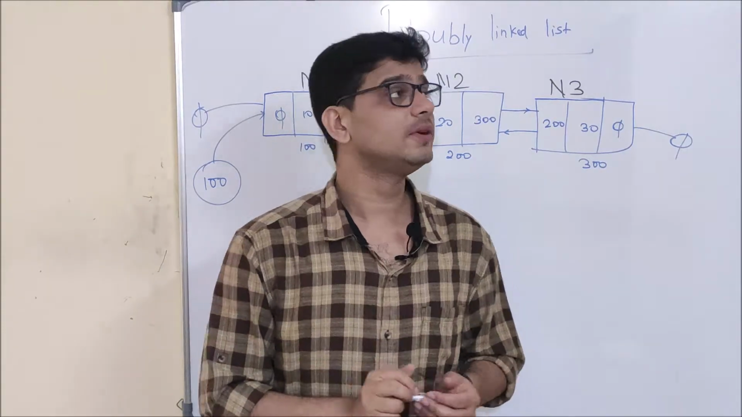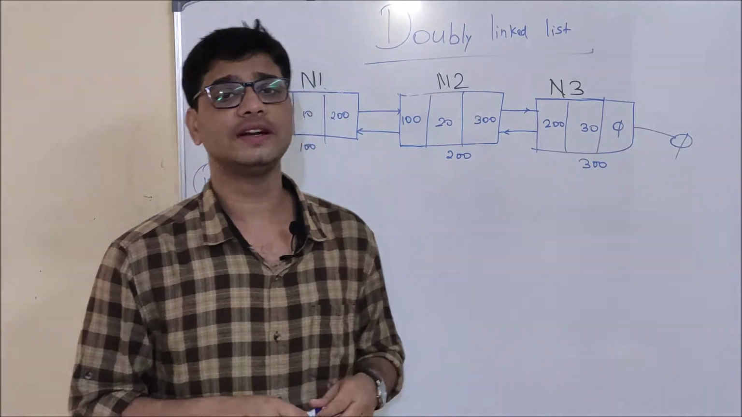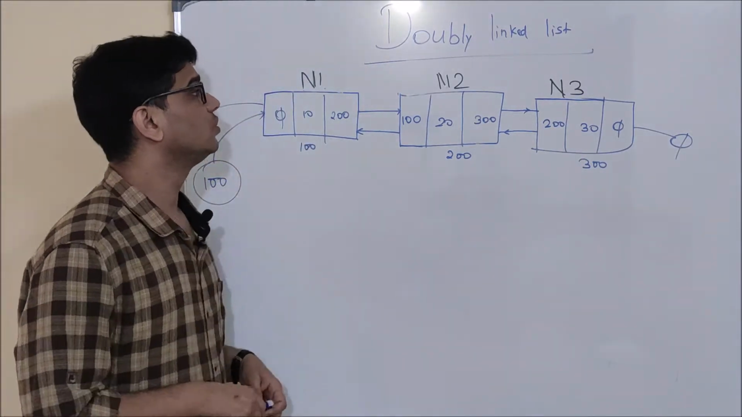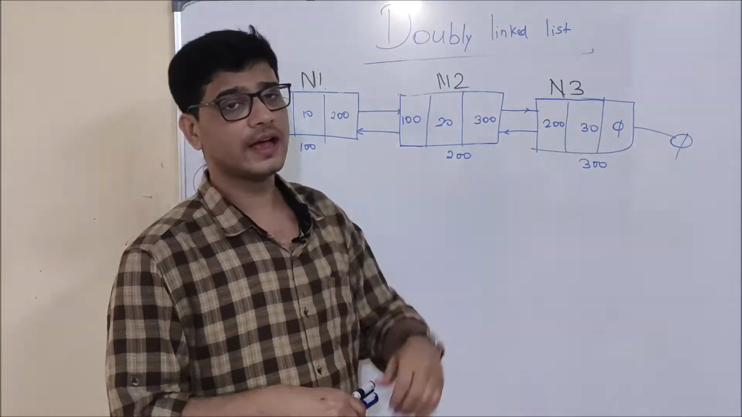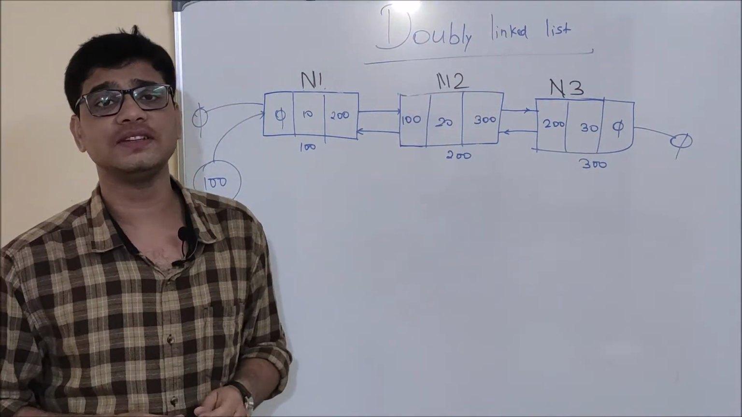Hello friends, in today's video we are going to start doubly linked list. And friends, this is one of the most used data structures in computer science. So what is a doubly linked list? As the name suggests, it will have double link. What do we mean by this?